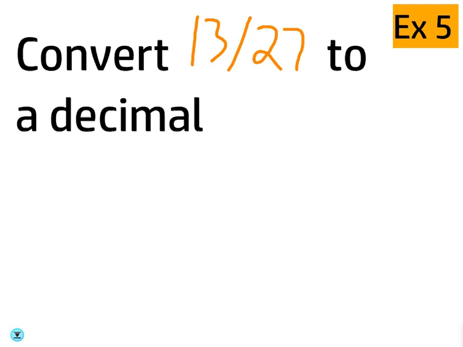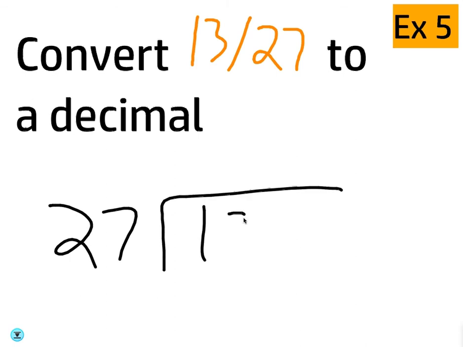13 over 27. Okay, so the 27 goes outside and the 13 on the inside. Remember, denominator on the outside, numerator on the inside. 27 is not going into 13 evenly, so we're going to put a 0 there. This one's a little harder. How many times does 27 go into 130? I think 5, right? Nope, not 5, 4. 4 times 27 is 108.